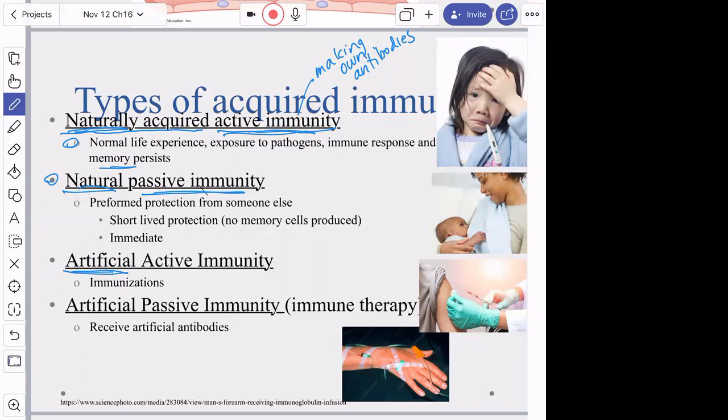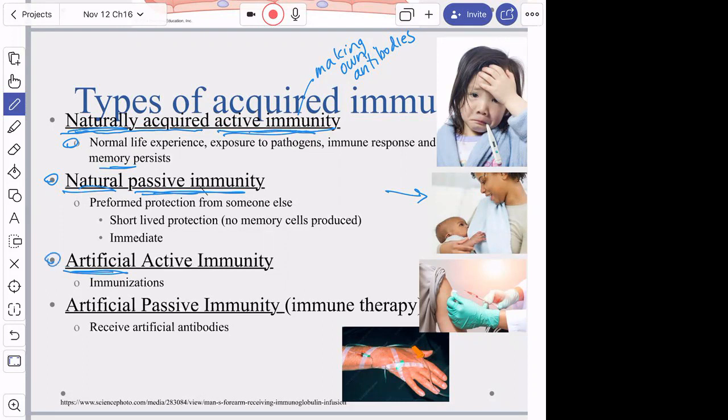Natural passive immunity. Passive means you're getting protection from someone else. The only example I could think of there is breastfeeding. Babies are getting those IgA antibodies from breast milk. Passively, the babies aren't making their own antibodies, they're getting them from the mother. They're only going to last a certain amount of time, a month maybe. But they get that protection right away, and the antibodies are functional to neutralize pathogens.